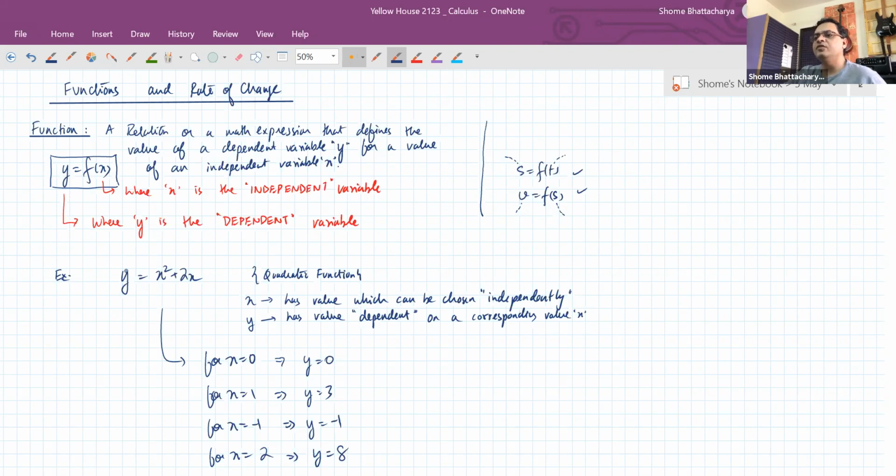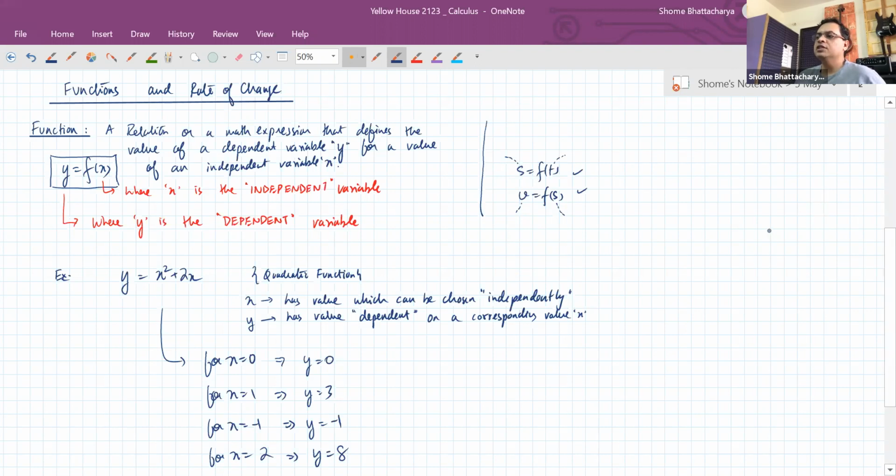Okay. So the left hand side variable is called the dependent one, and it is defined in terms of some kind of mathematical expression related to the independent variable, which is on the right hand side. So this is the convention. This is just a convention that the left hand side must have the dependent variable, and the right hand side must have the expression of the independent variable. That is the general notation of a function.